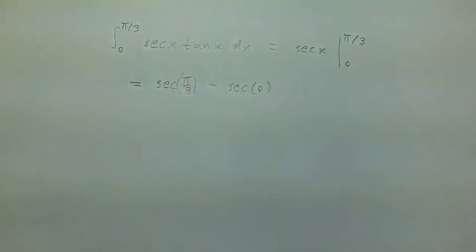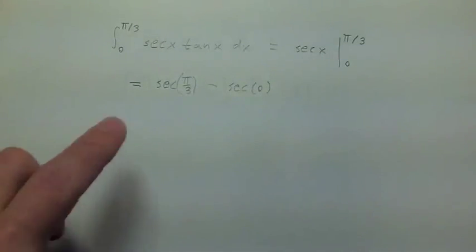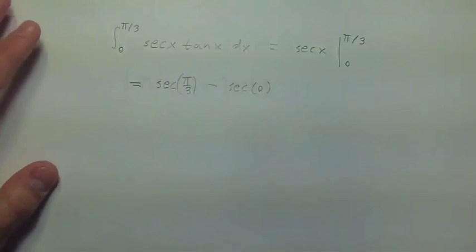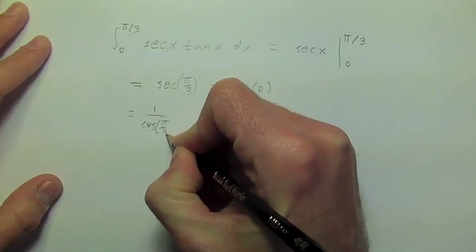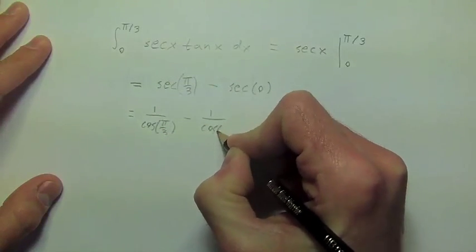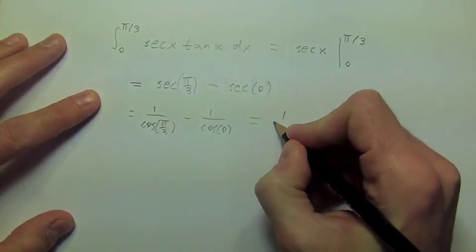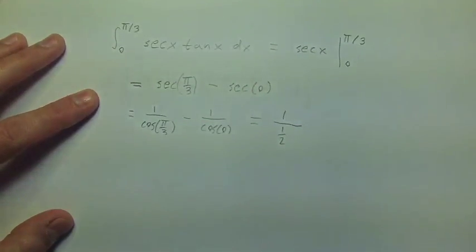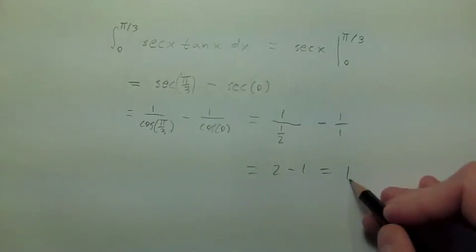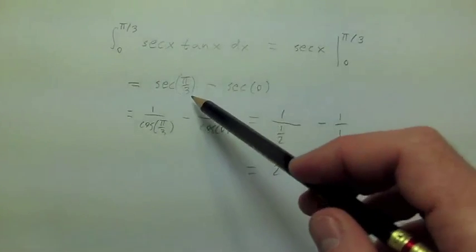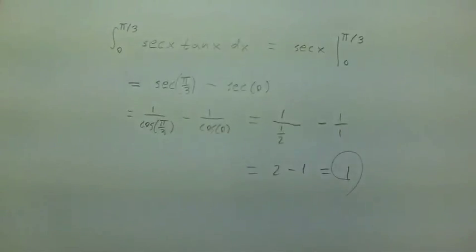Okay. Now these you should probably know, but let's say you didn't. And if you didn't, hopefully you know that secant is just 1 over cosine. All right, so 1 over cosine of pi over 3 minus 1 over cosine of 0. So cosine of pi over 3 is 1/2, and cosine of 0 is 1. So what we basically have here is 2 minus 1, which is 1. Okay. So even if you don't know right off the top of your head what secant of pi over 3 is, you can find it just using what you know about cosine and sine and whatnot.